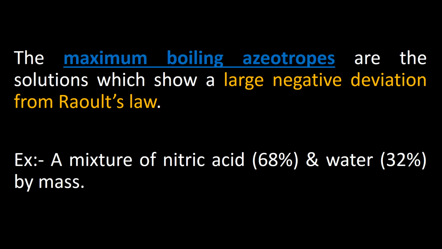The maximum boiling azeotropes are solutions which show a large negative deviation from Raoult's law. An example is a mixture of nitric acid, that is 68%, and water, that is 32%.